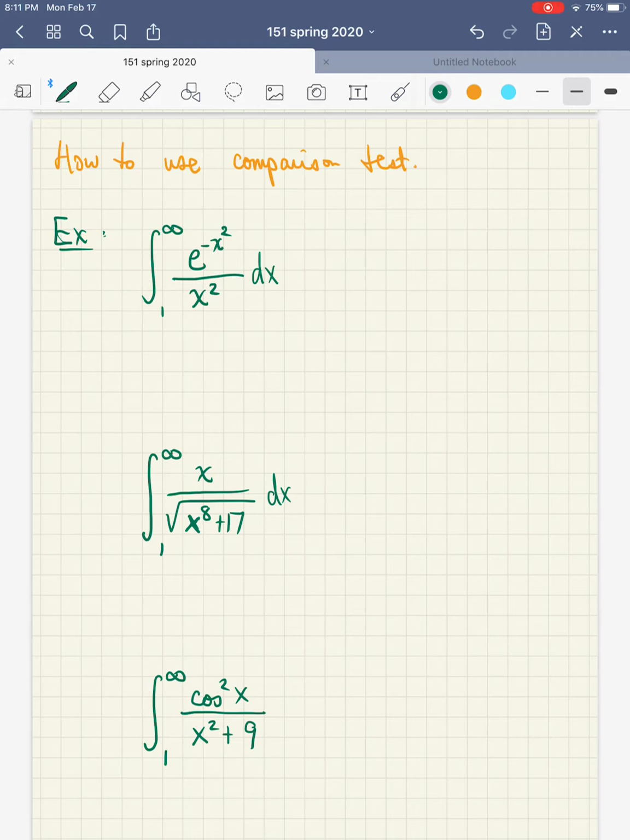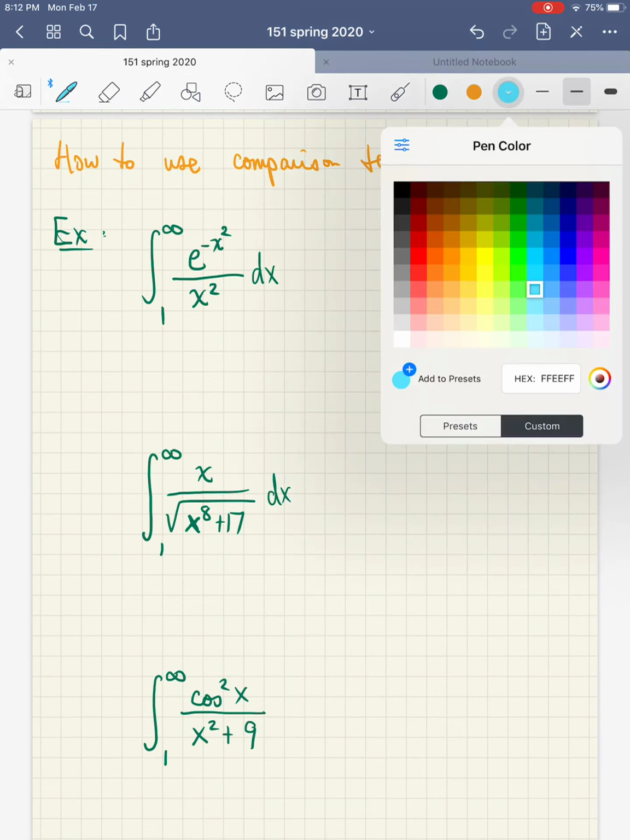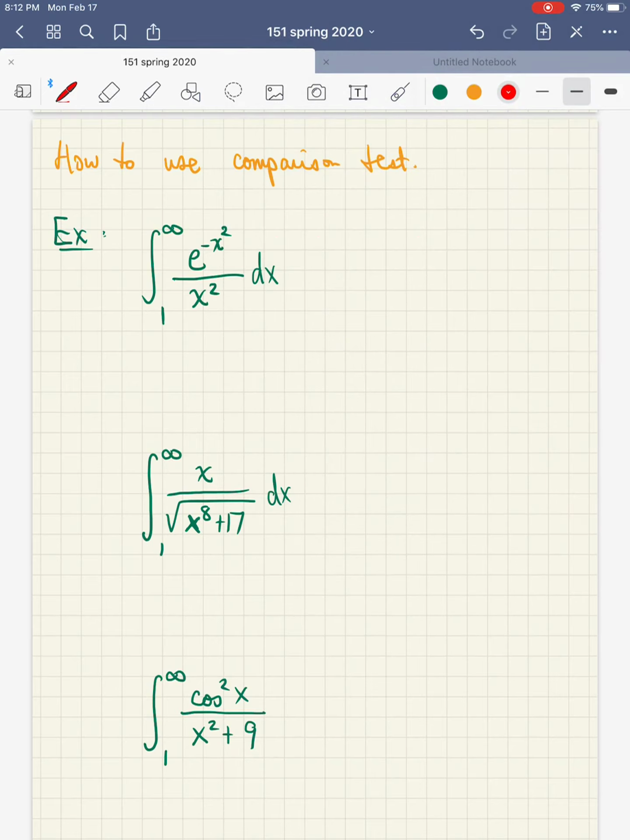Let's imagine we had to figure out whether this integral, e to the minus x squared over x squared, converged or not. Now, we could try to evaluate it using substitution or integration by parts. Both of those would be pretty challenging. I'm not sure either of those would work. But if I look at it, let me do this in a different color. Maybe red. So if I look at this, I say that the numerator seems really small.